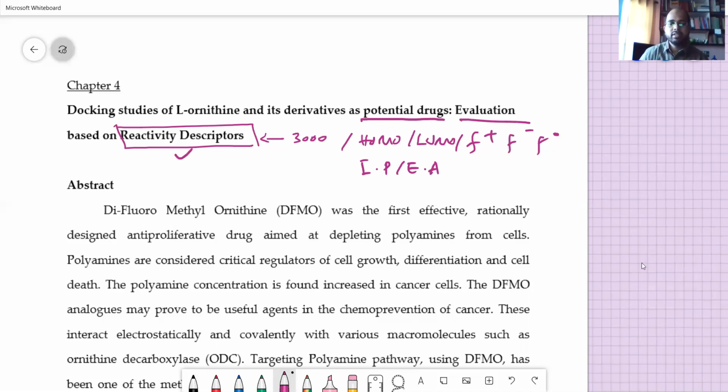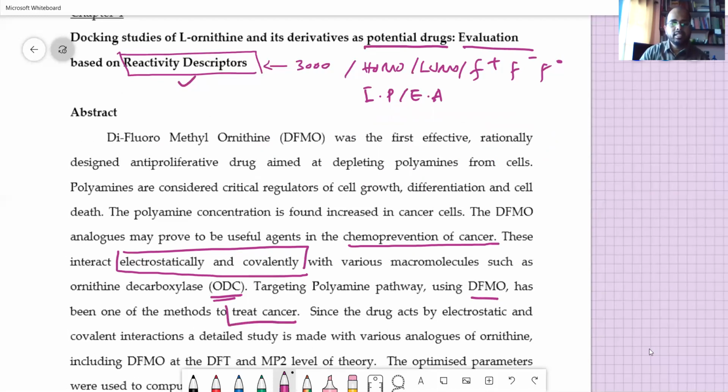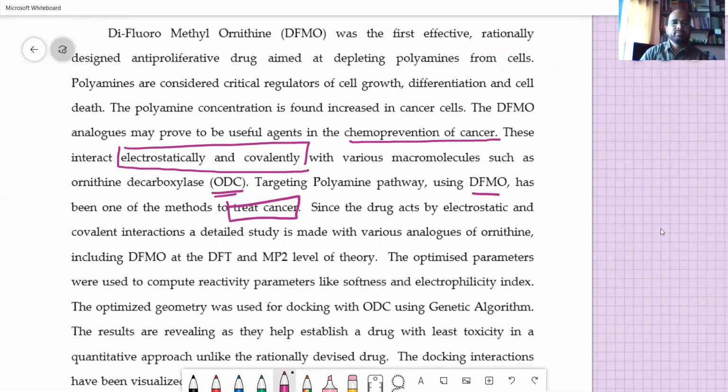So this is the introduction part, that tells about the pharmacological property of it as a cancer, an anti-cancer agent, which interacts electrostatically and covalently. Here is our chemistry part with various macromolecules such as ODC. We have downloaded this from the PDB site, and targeting the polyamine pathway using difluoromethylornithine has been one of the methods to treat cancer. So it is an anti-cancer agent. We know well from some literature surveys that the interactions are electrostatic as well as covalent.